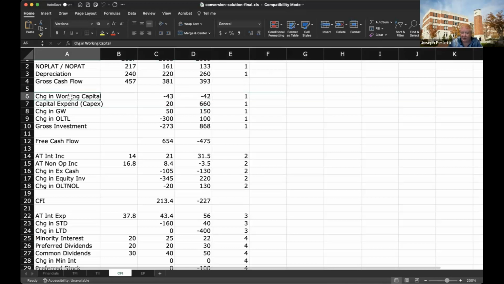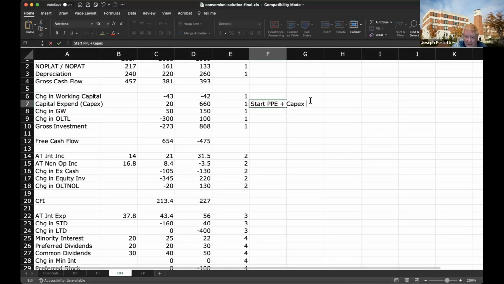Working capital is a straight change. Change of goodwill is a straight change. Liability is a straight change. This is not a straight change. The reason why is, if I were to write out a formula for solving for CapEx, I would take my starting PP&E balance, add my capital expenditures for the year, then subtract my depreciation, and that would equal my ending PP&E balance.